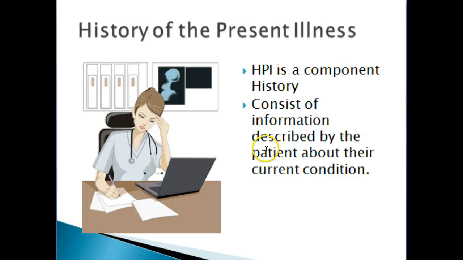Now let's talk about history. Remember, for history, you have the HPI, review of systems, and past family social history. They're all parts of the history. So the HPI is a component of history, of course, and it consists of information described by the patient about their condition.